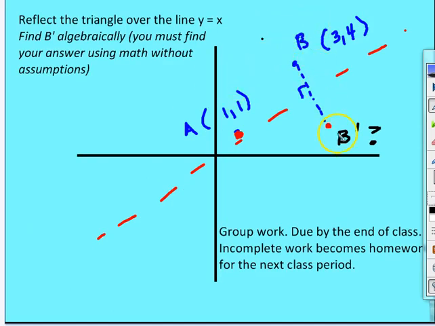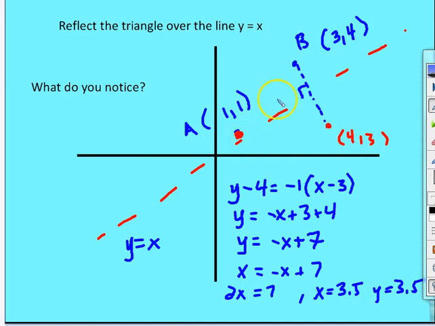I'm going to ask you to reflect B, which is at (3, 4), to B prime and find B prime mathematically, not just by using the rule that I gave to you, or algebraically, I should say. And so what we're going to do is we draw the line y = x. I'm going to identify this point (1, 1). So A is on (1, 1). And my equation for this line is y = x. And I know that the slope for y = x is 1. So I know the slope of the line B to B prime.